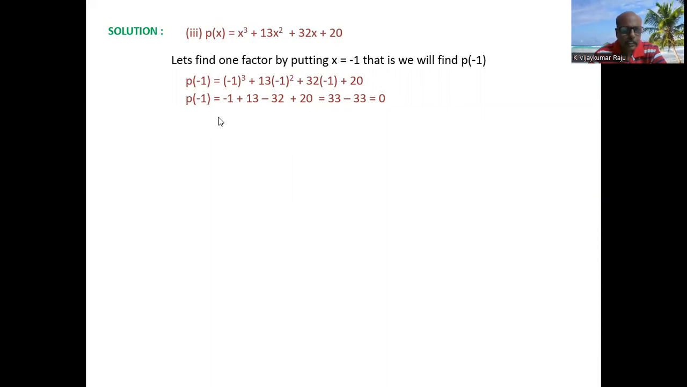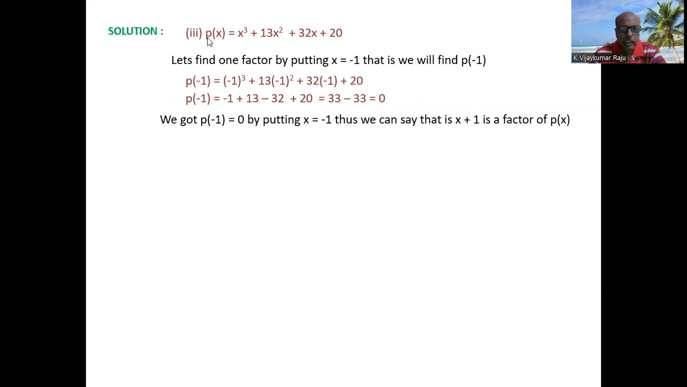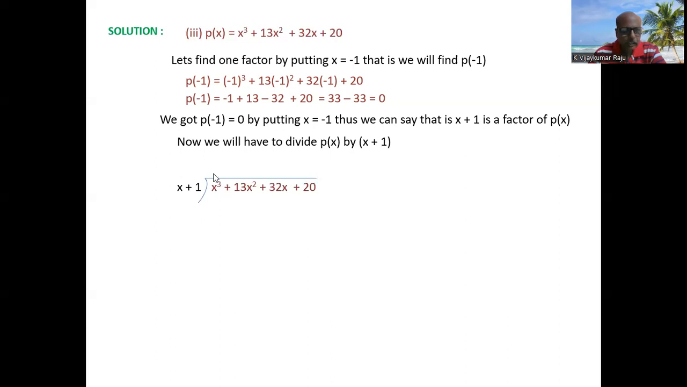Okay. So that is P of minus 1 is 0. That means x plus 1 is a factor. So we have to divide this polynomial by x plus 1. Now divide by x plus 1. x cube, so take x square, will become x square: x raised to 3 plus x square. Change the sign.